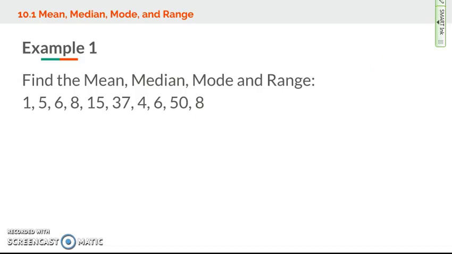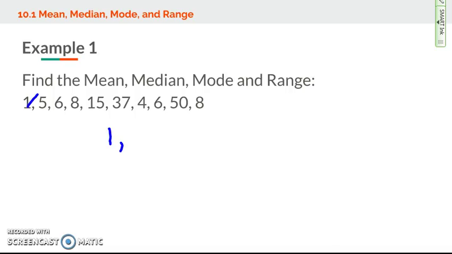Alright, next then, we're going to find the median. To find the median, it's the middle number. We need to put our list from smallest to greatest, or you can reverse. I prefer smallest to greatest. So go ahead and make your list.